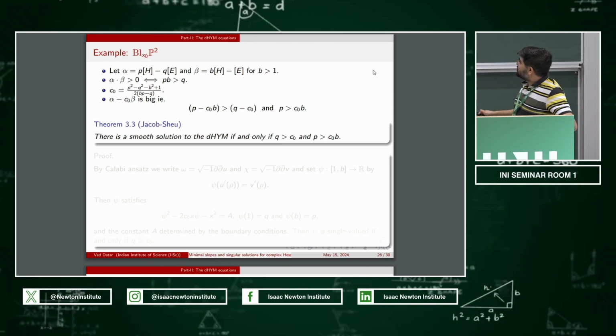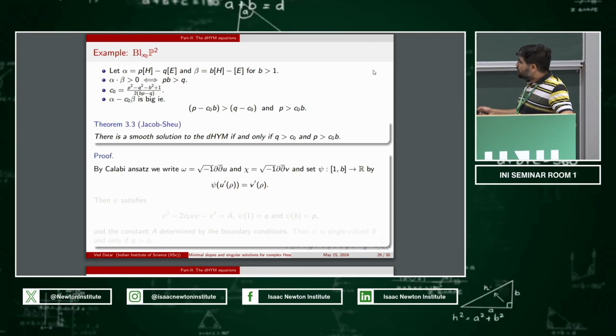But as I observed here, just by the fact that alpha minus C naught beta is big, you get this condition for free. So in fact, assuming alpha dot beta is positive, their theorem is that you have a solution if and only if Q is bigger than C naught. Okay, and the proof is actually simple.